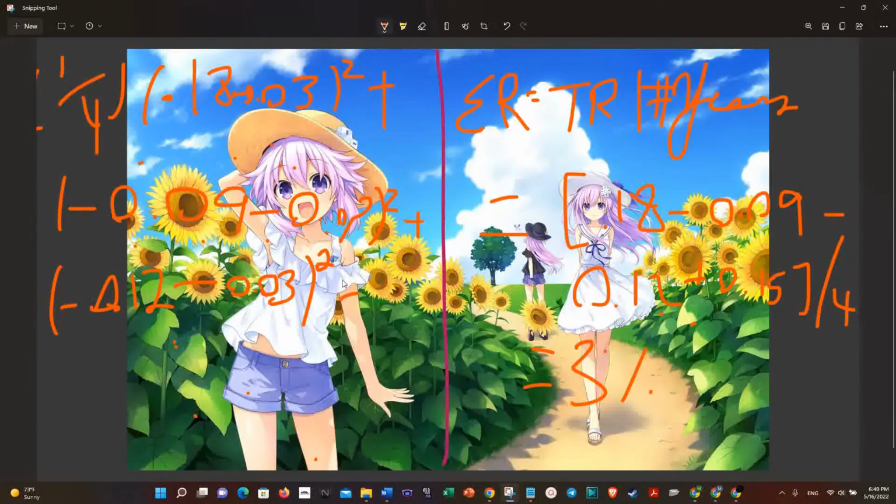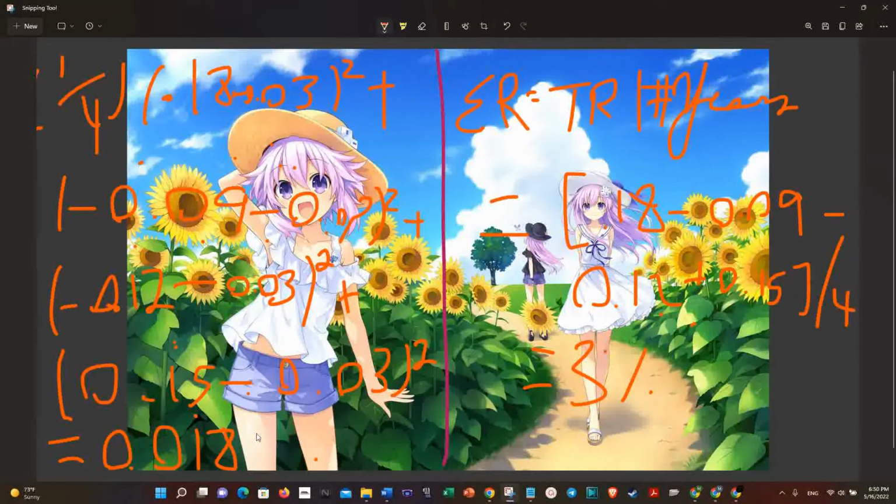Then you add one more time, which will be open parentheses, 0.15 subtracted by 0.03, close parentheses, squared. And then you put all of this into a calculator, and you will get 0.0185. Now we have the variance. You see why I don't like standard deviation questions here?